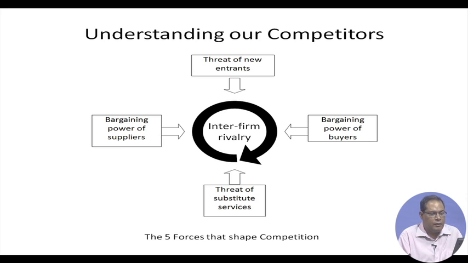Then there is the threat of new entrants and the threat of substitute services. So, if the entry barriers are low, then the new entrants in the business would quickly set up shop and would make the incumbent service provider uncomfortable with low sales. Then there is the threat of substitute services.